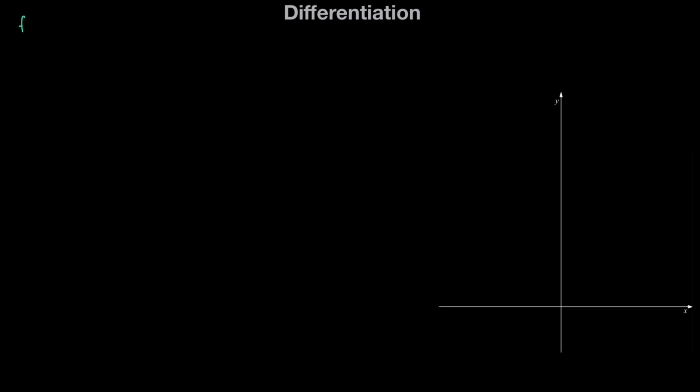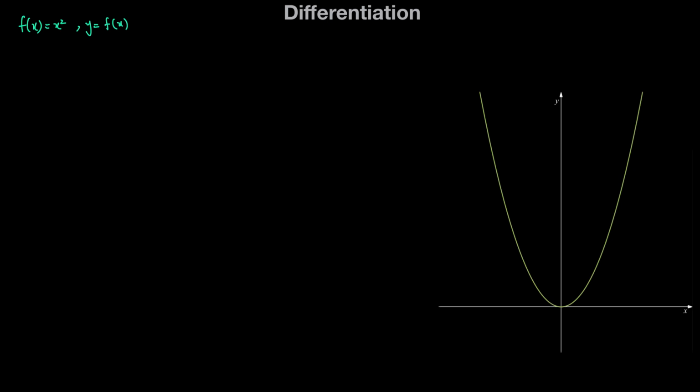Let's say that I have the function f of x is equal to x squared, and we can say y is equal to f of x, and let's look at the graph for y is equal to f of x. So here I have the graph for y is equal to f of x. In other words, I have a parabola here, the curve that has the equation y is equal to x squared.